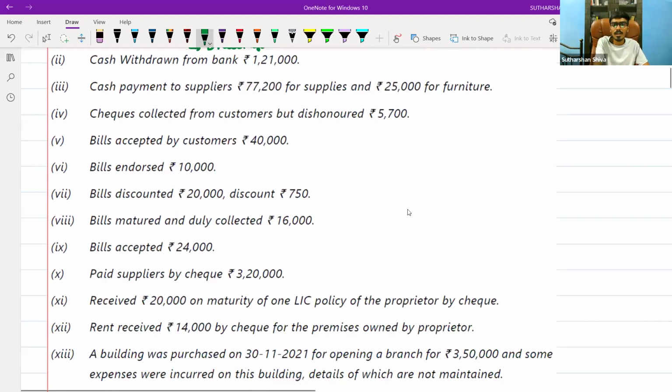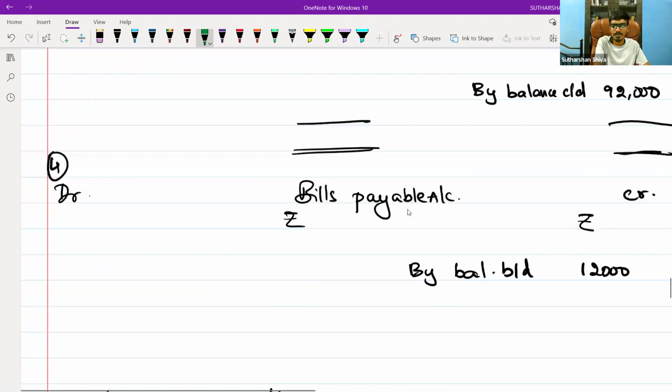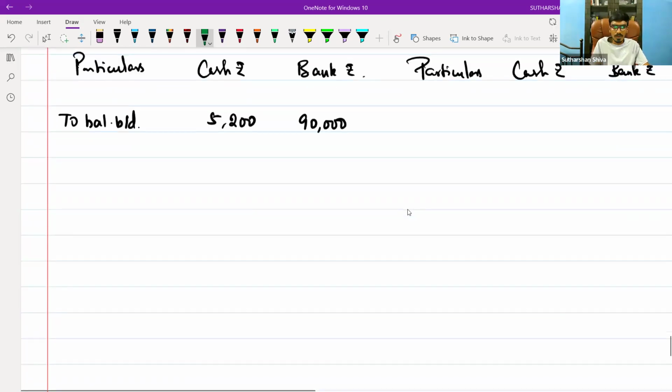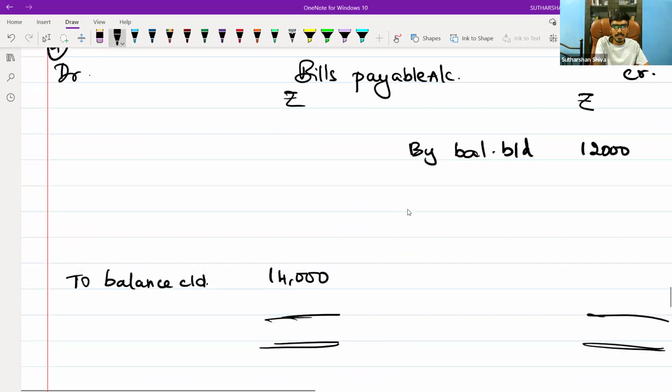So in the bank column, on the debit side, I will go to my cash book, to the last working note. On the debit side, I will write to cash, and I will put my amount in the bank column. How much? 7,62,750. And on the credit side, I will write by bank account, and I will put my amount in the cash column, 7,62,750. Done.